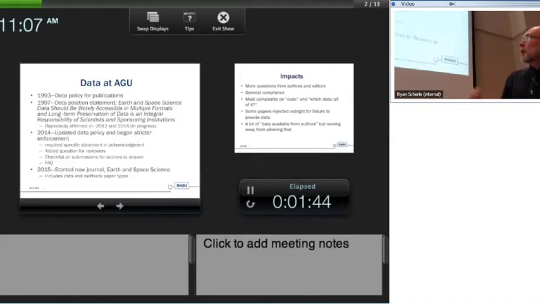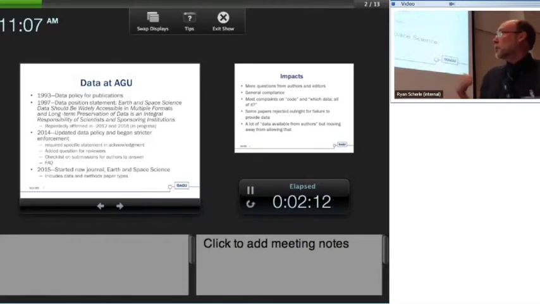We required specific statements and acknowledgments. We added very specific questions to the reviewers to check that the data were appropriate to support the major conclusions, checklists for authors to answer on submission. It's not just a click through, but they actually have to clarify where their data are as part of the submission process, and a variety of FAQs.